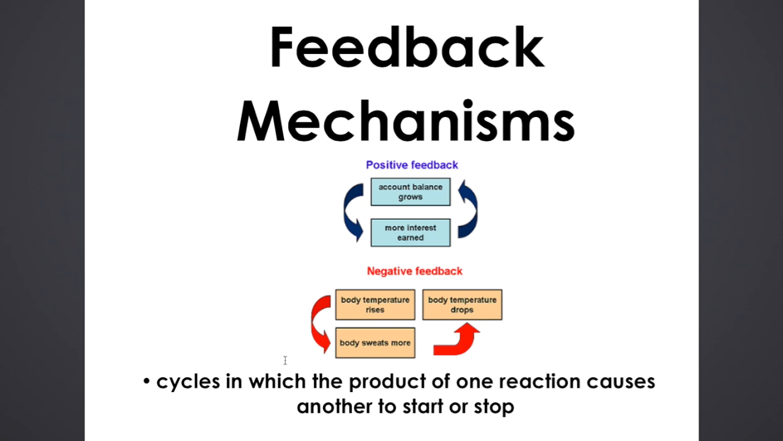Let's look at an example. So there are positive feedback mechanisms and negative feedback mechanisms. In this example, the body temperature rises, which causes the body to sweat more, and that causes your body temperature to drop. So this causes this, which causes this. Again, they are used to help maintain homeostasis.